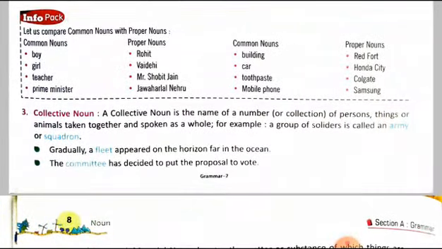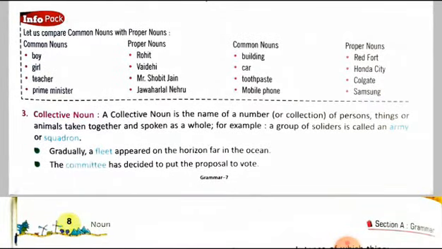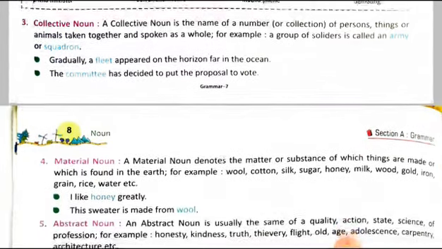Here you can see two more examples. Gradually a fleet appeared on the horizon far in the ocean. Here fleet means a group or collection of ships. Second, the committee has decided to put the proposal to vote. Here committee represents a certain group or collection of people. So when a certain group or collection is represented through some noun, that is regarded as a collective noun.